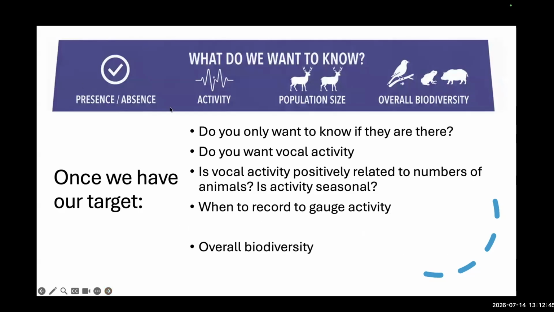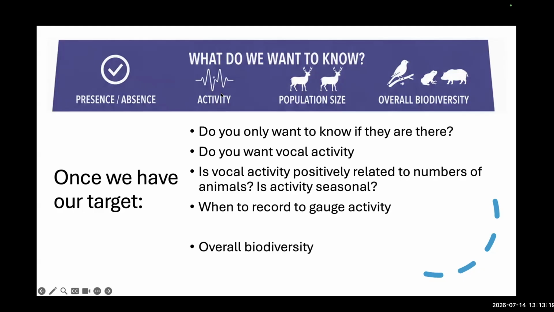So once we know what we're trying to measure, we then have to decide what we need to know. And we need to decide whether we only want presence-absence. Now, people have focused in general on the fact that presence-absence is what we need or all we get from acoustic monitoring, but that's not really true anymore, because now we can record for long periods of time. We can get vocal activity, and vocal activity is often positively related to the numbers of animals. And so you may be able to get population size or an index of population size.